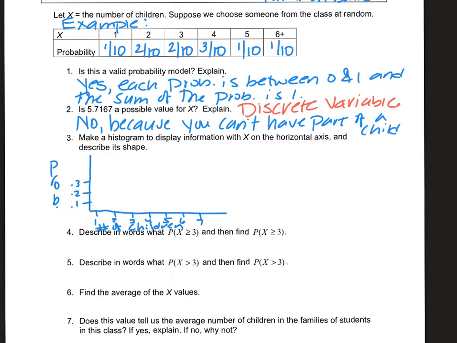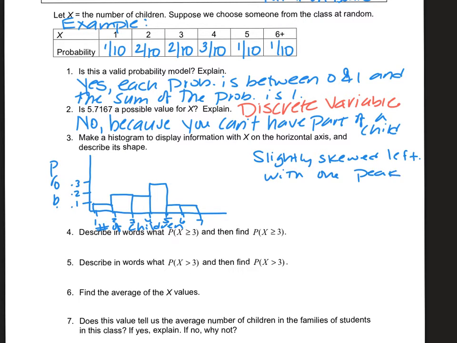Okay, you could leave them as fractions. You can change them into decimals. I think it's just easier for these to change them into decimals, so that's what I did. So my histogram would look something like this. And then thinking about the shape of this histogram, I would say it's probably slightly skewed left, and it has one peak, in this case at 4.